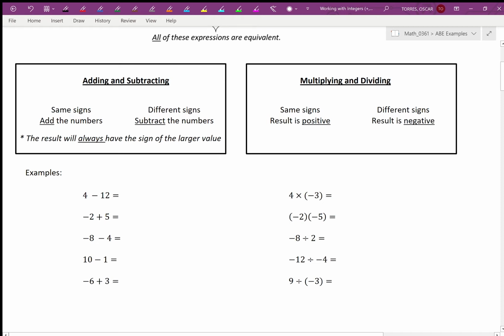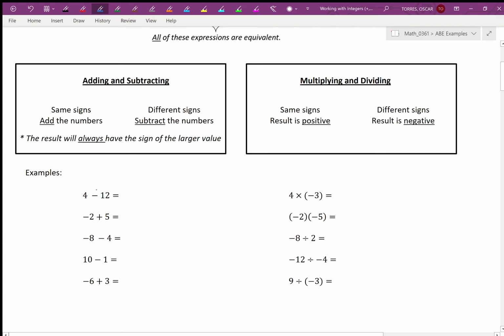So adding and subtracting positive and negative numbers is different than multiplying and dividing. When we add and subtract integers or positive and negative numbers, we always want to look at the signs of each number. So we want to look at whether they're positive or negative. If they have the same sign, then we're going to add the numbers together. If they have different signs, if one of them is positive and the other one's negative, then we're going to subtract the numbers. But in the end, after we add or subtract those numbers, the final answer is always going to have the sign of the larger value.